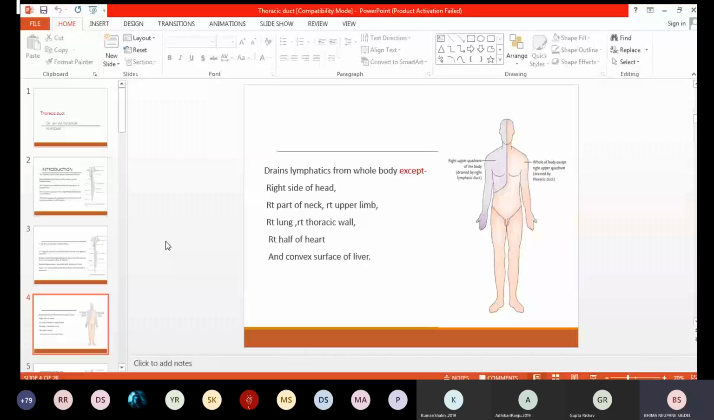Can you see? Can you see the human body here? Yes. Hello. Hello. Yes, ma'am. Okay.